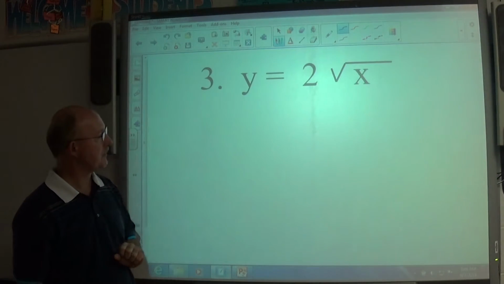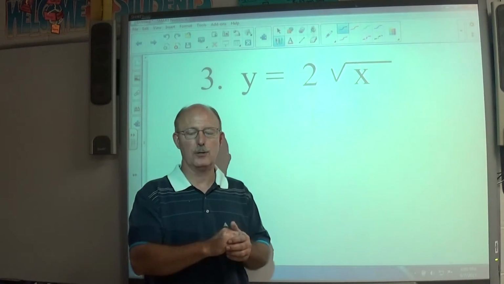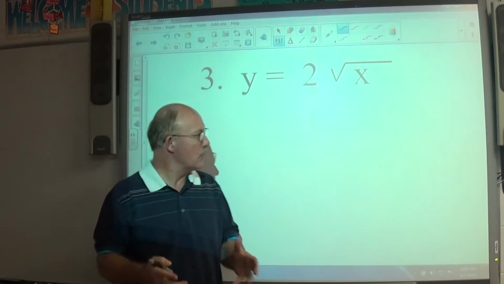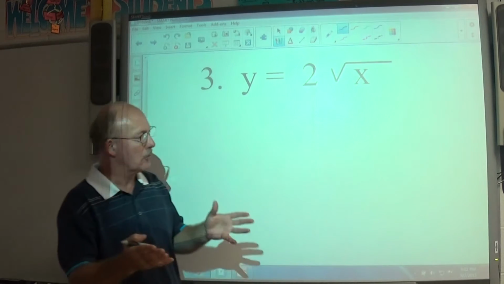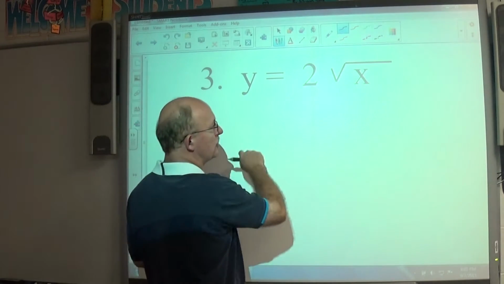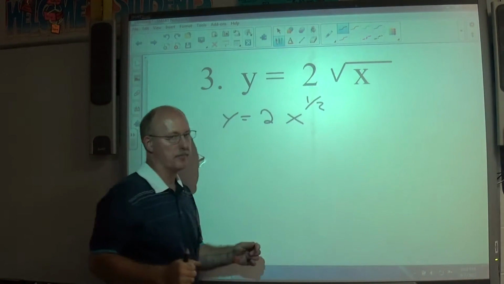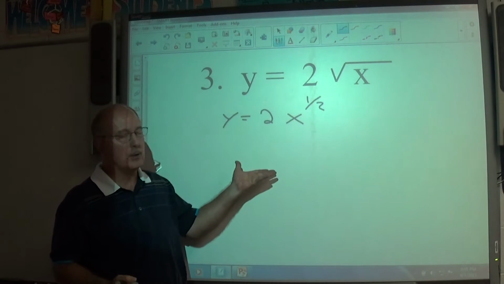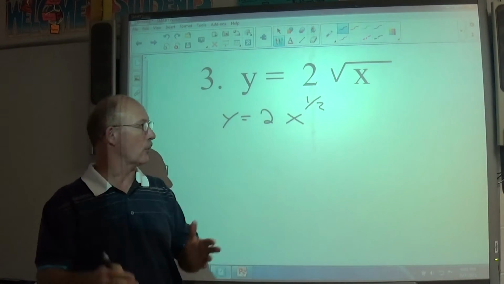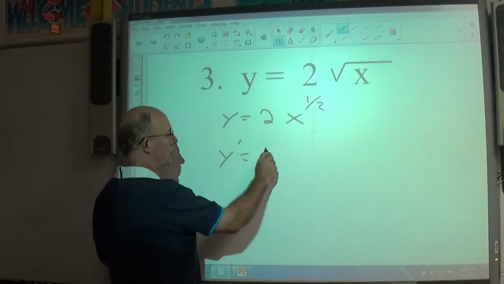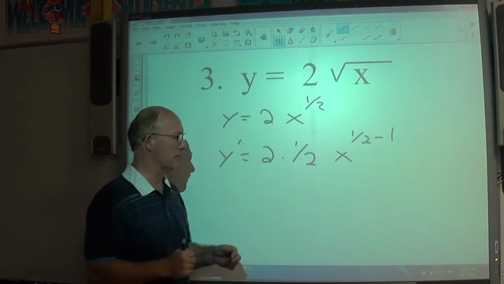Let's try another one. Let's try a radical. Remember with the general power rule, you have to subtract 1 from your exponent. So with any type of function, we need to rewrite it in exponential notation. So any radical, we're going to write in exponential notation. So y equals 2 times the square root of x is the same thing as y equals 2x to the 1/2 power, since the square root of x is x to the 1/2 power. Now, once you rewrite it in exponential form, let's use the general power rule for derivatives. The derivative here is going to be 2 times 1/2 x to the 1/2 minus 1 power.